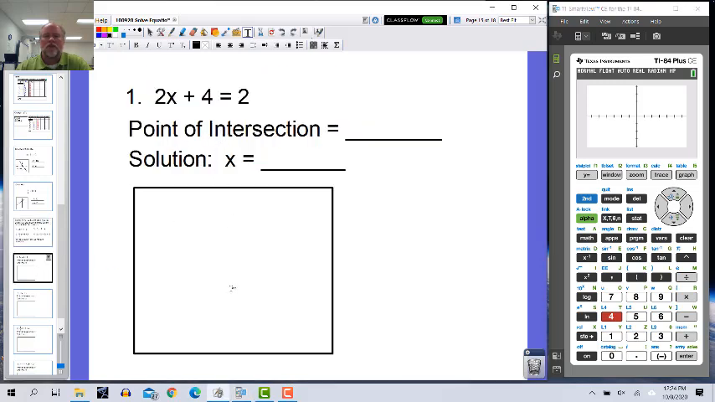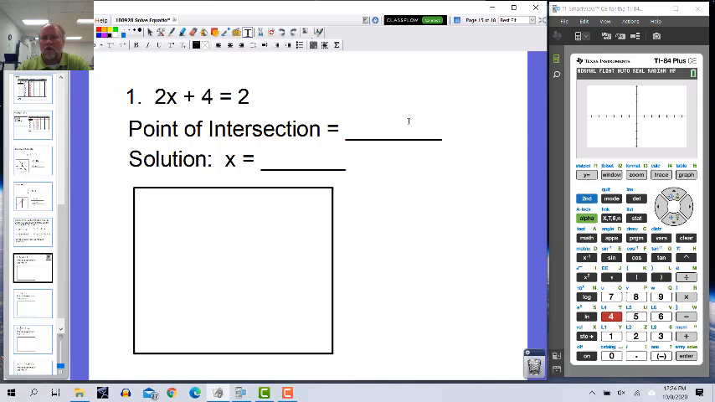And this is kind of what I want you to do. So those of you that are at home, what you're going to do is you're going to write on notebook paper, you're going to write this equation, you're going to write point of intersection, you're going to write solution, and you're going to draw me a box. So then on your calculator, you're going to type in 2x plus 4 into y1. You're going to type 2 into y2. You're going to graph it. And then whatever your screen looks like right here, that's what you're going to trace inside this box.